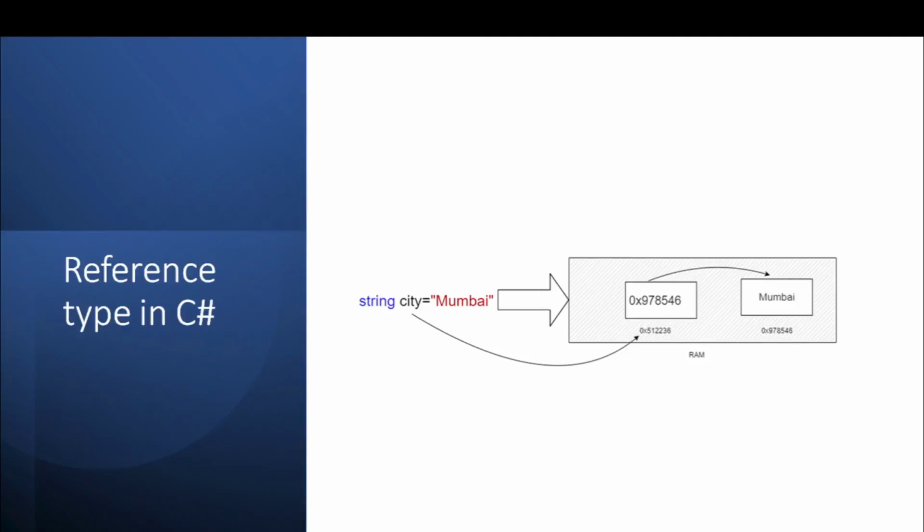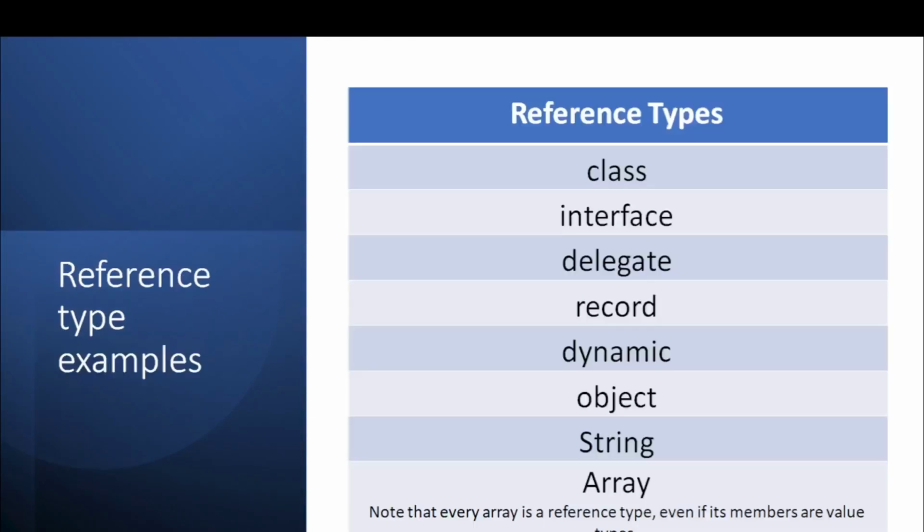This is how reference type works. These are the examples of reference type. As you can see, class, object, string, dynamic, delegate, these are the reference types. And array is also a reference type. Please note that every array is a reference type even if its members are value type.